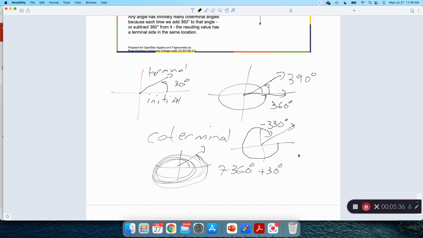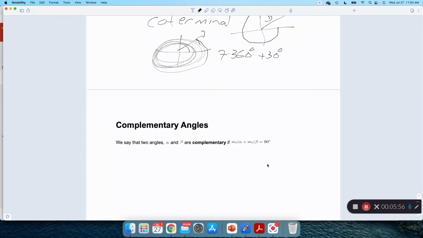Now, why do we care about this? These are all different angles, but they all start and end in the same place. Trig functions treat these all the same. As far as sine is concerned, the sine of all of these angles will be the same. That's why we care about coterminal angles.